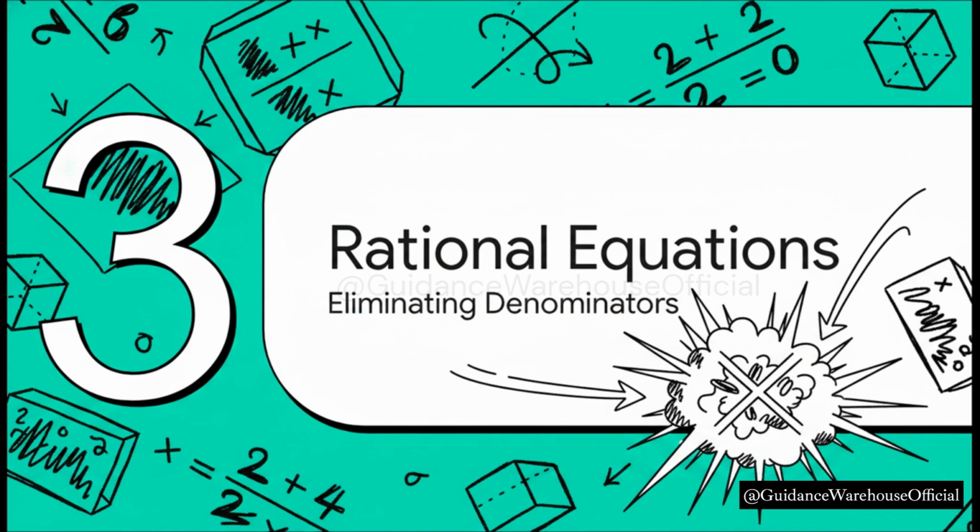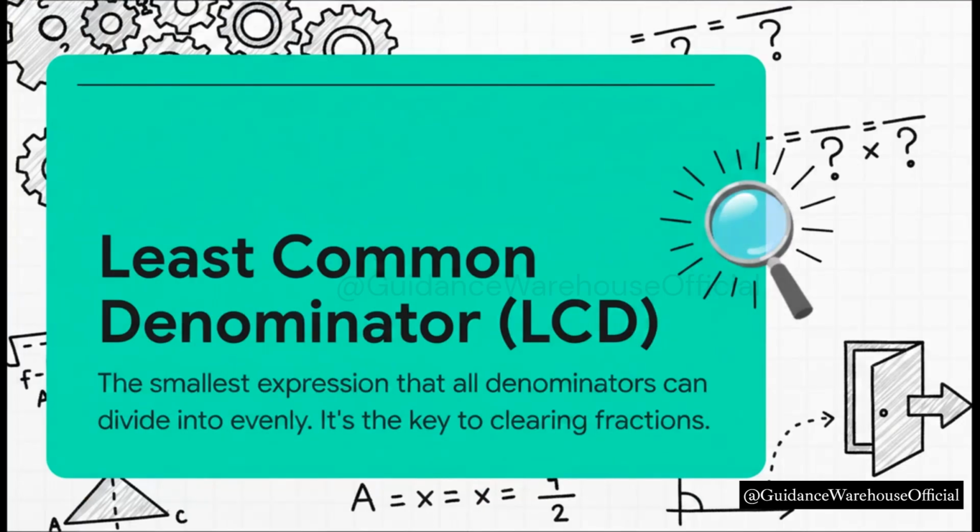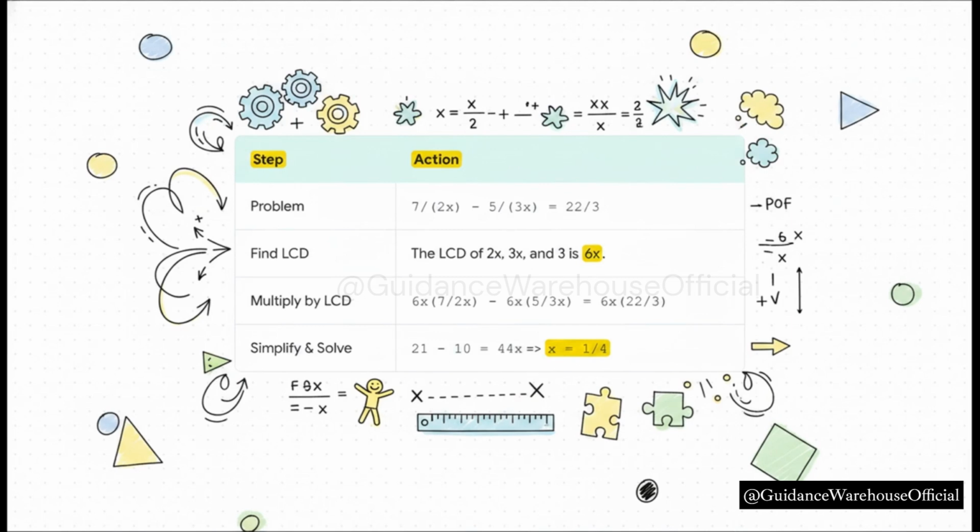We have a super powerful technique to make those fractions just disappear. And what's our secret weapon here? It's something called the Least Common Denominator, or the LCD. All it is is the smallest, simplest thing that all the different denominators can divide into evenly. Think of it like a universal key that unlocks and removes every single fraction from the equation, all in one clean move.